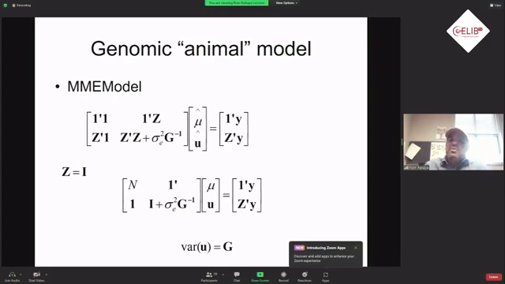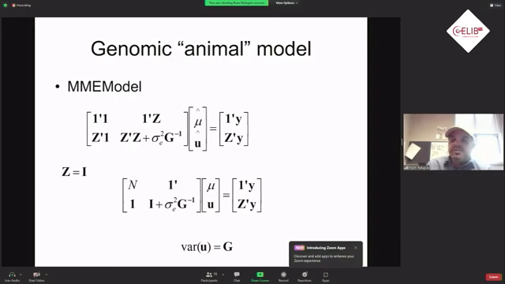In this case, because I didn't put fixed effects and things like that, I can write my system of equations as you see in the first formula. So you have here a matrix of ones, and then this is another matrix on the upper diagonal. And for those who are familiar with Henderson's mixed model equations, this Z'Z plus sigma squared times G inverse is a quantity that is very familiar to a lot of breeders, right?